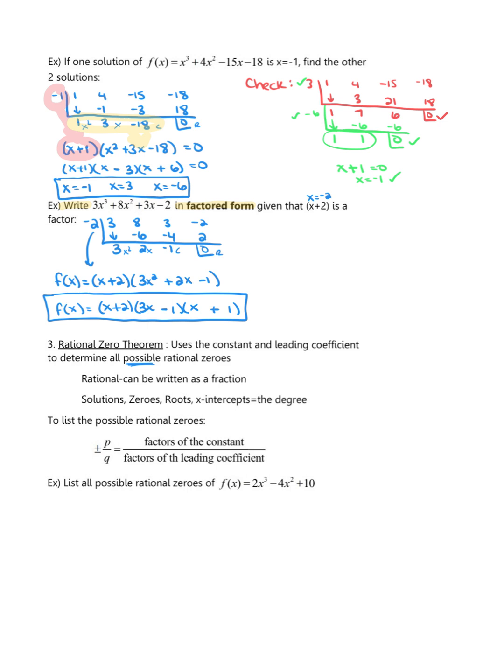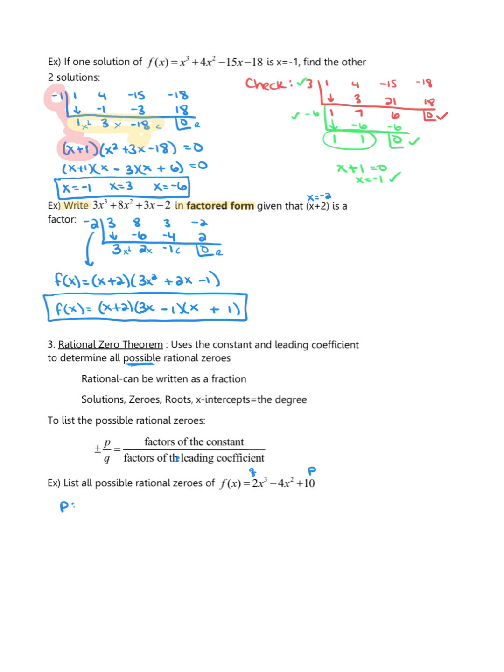So to list the possible rational zeros, this is going to be our p over q, and p is factors of the constant. The constant is the number at the end without a variable. And the leading coefficient is the number in front with the highest exponent, the coefficient of the term with the highest exponent.